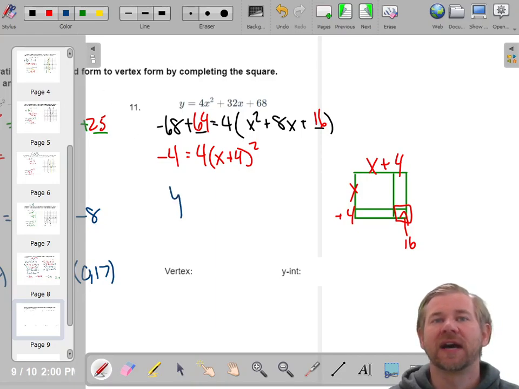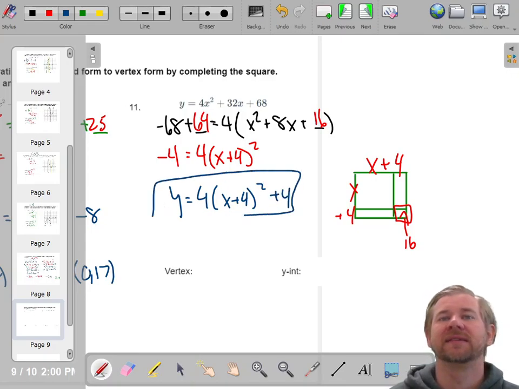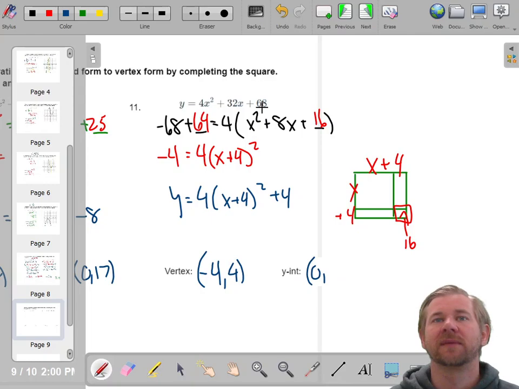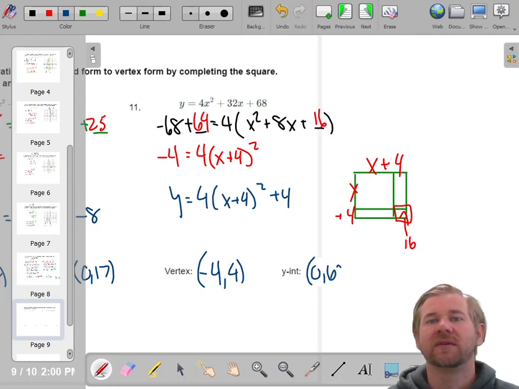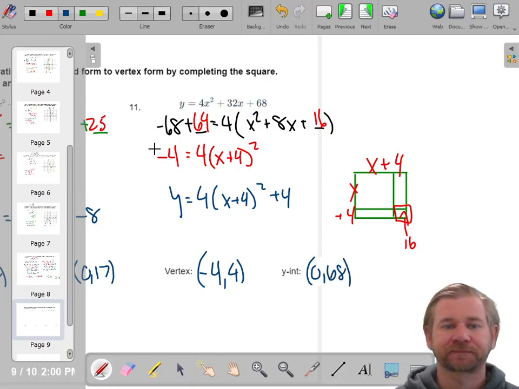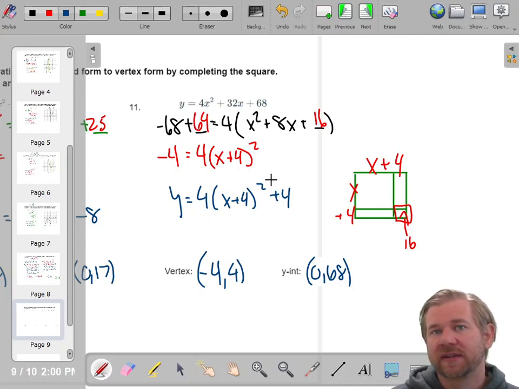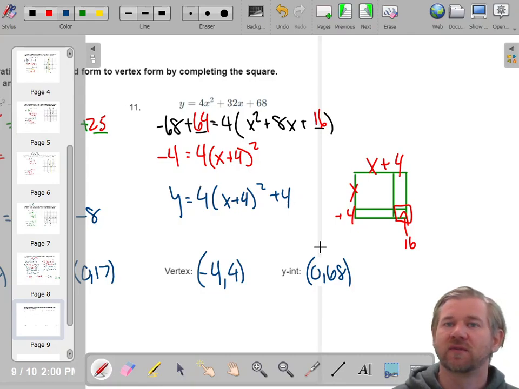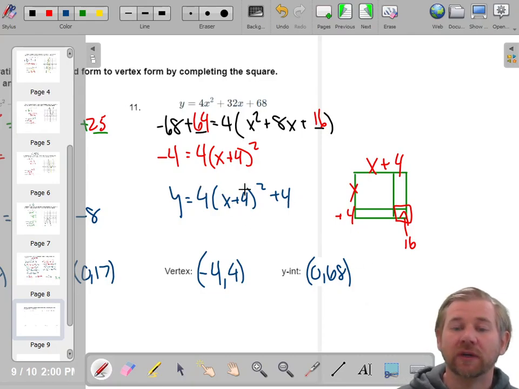Add the 4 to both sides, and we'll just say y equals, add the 4, now it's plus 4. That is the vertex form. So the vertex is at negative 4 because I'm taking the opposite of that, positive 4. And the y-intercept I can see right there is 0, 68. And you can check that by plugging 0 in here. 4 squared is 16. 16 times 4 is 64, and 64 plus 4 is 68. So I feel real good about this.